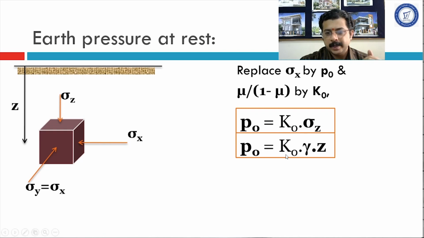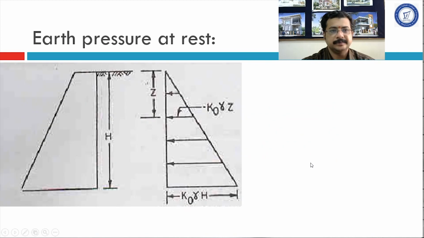Further, this equation will be written as P0 equal to K0 as it is. This sigma z has been replaced by vertical stress gamma into z. So this is the unit weight of the soil multiplied by the depth of the soil element where we want to find out the lateral pressure.